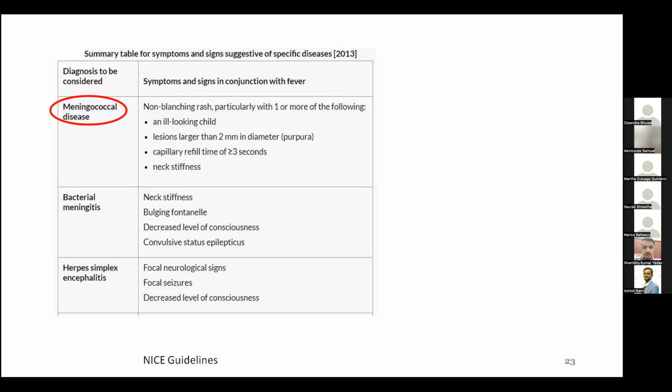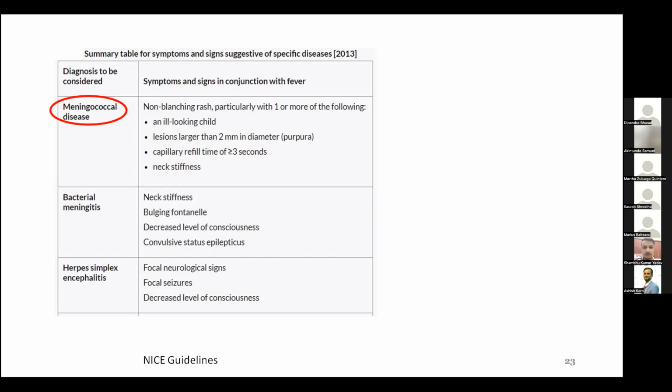Palpate the fontanelle, and check whether the extremities are cold in an unwell child with high temperature. Again, this is not pathognomonic. This is very common in children who are unwell with meningococcal septicemia: the fontanelle and the cold extremities in an unwell kid with high temperature. So I think also bear this in mind.